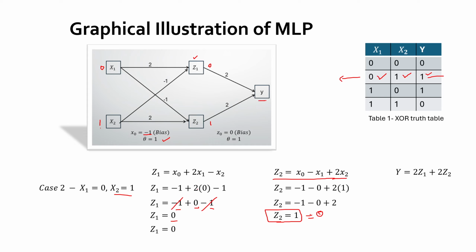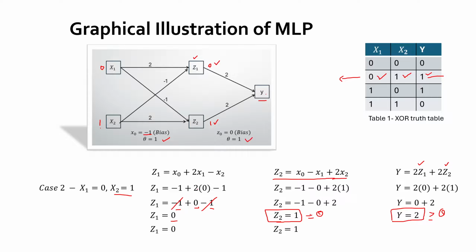Next, at the neuron Y, which is the neuron at the output layer, a weighted summation will be calculated as 2 multiplied by 0, which is the input coming from the neuron Z1, plus 2 of Z2, which is the input coming from the neuron Z2. Z1 is passing a value of 0 and Z2 is passing a value of 1. After substituting these values, it becomes 0 plus 2, and the weighted summation at the neuron Y is now 2, which is greater than the threshold, which is 1.